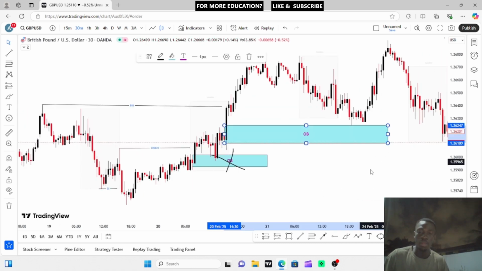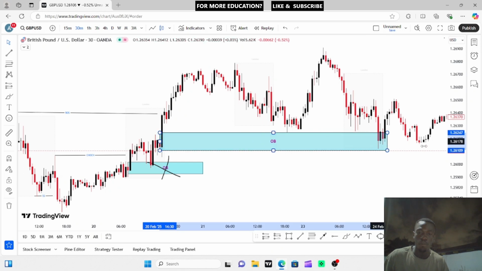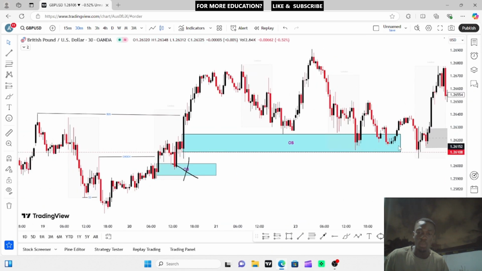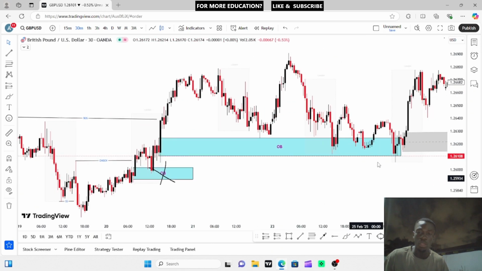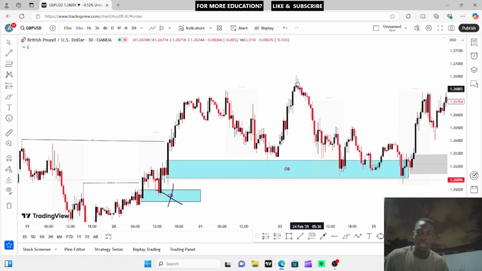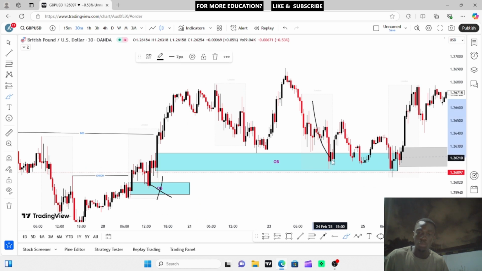And what happened? Let's extend the zone. Okay, and now you can see when price came into the zone, what happened? We saw history. Price came, tapped into the zone right here, consolidated a little, gathered momentum and pushed to the upside.